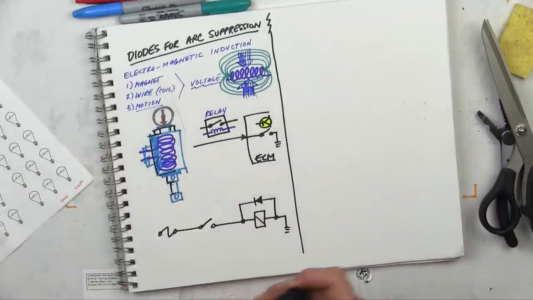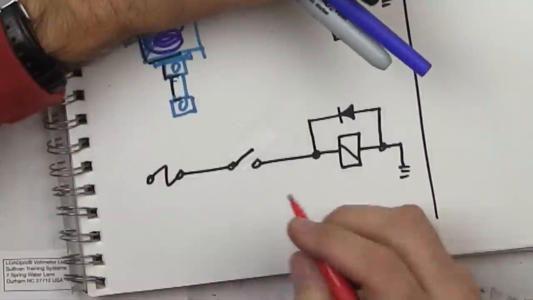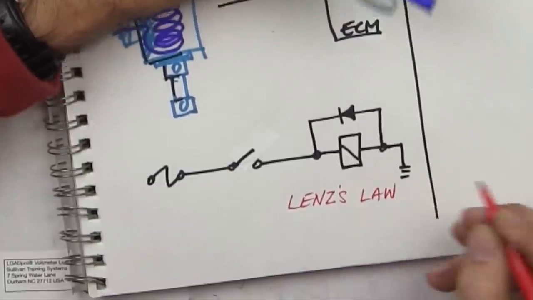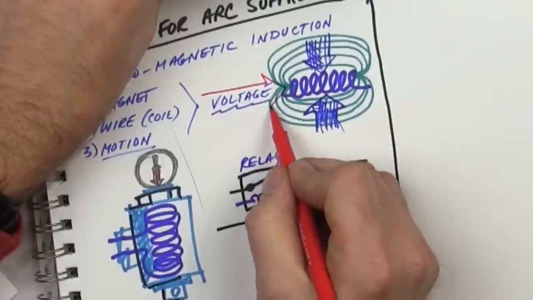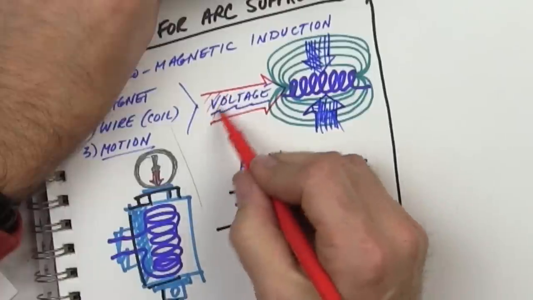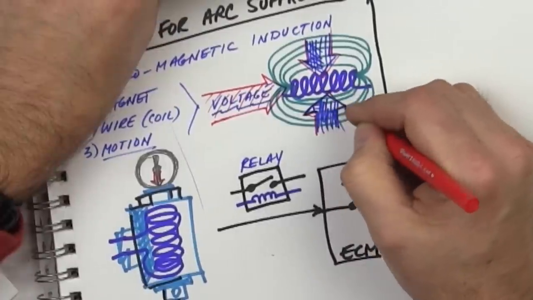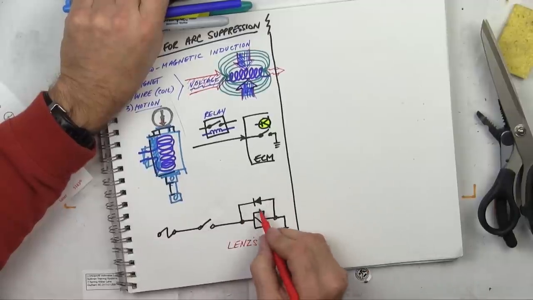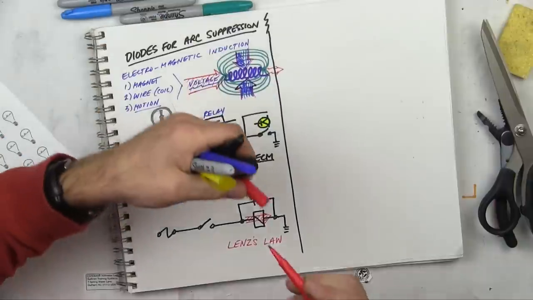All right, so here's what happens. There's a little thing called Lenz's law, okay? You can remember it or not, I don't really care. But Lenz's law says that if this magnetic field here is built by current moving in this direction, for example, then when the field collapses, it will make a voltage that wants to keep current moving in the same direction, which it does. So this magnetic field is being built by current moving in this direction. So when the magnetic field collapses, it's going to produce a voltage that wants to make current go in that direction. Okay?